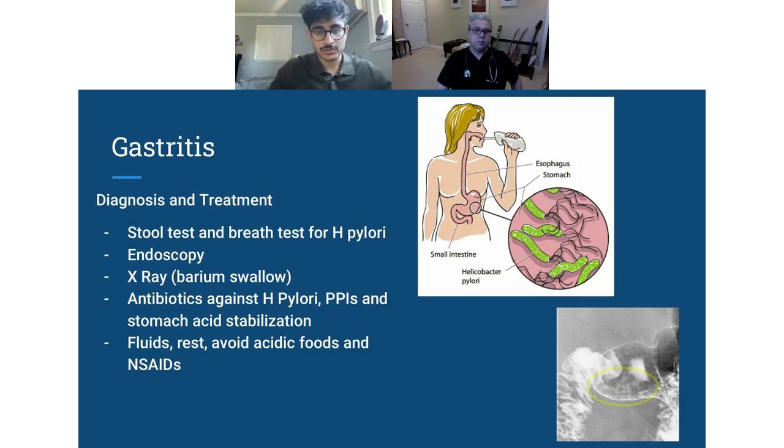And right here, I just have a picture showing what H. pylori might look like under the microscope on the top there. And below that, I have an X-ray image of a barium swallow study of the stomach that was done, just so that you can see what it might look like.